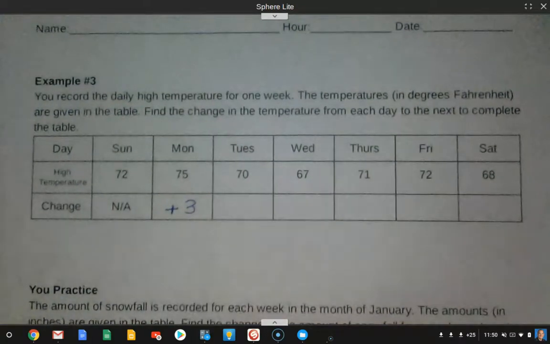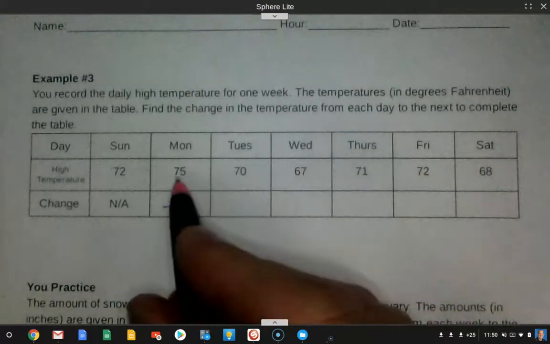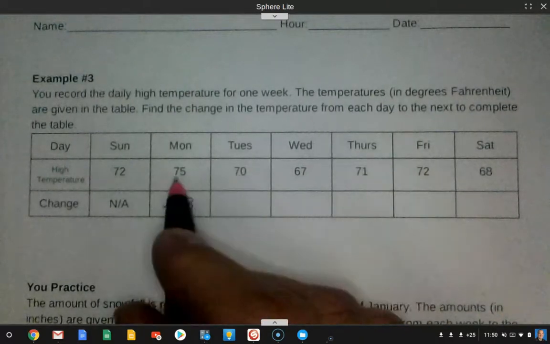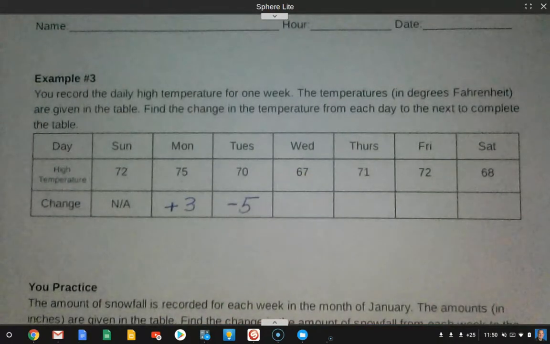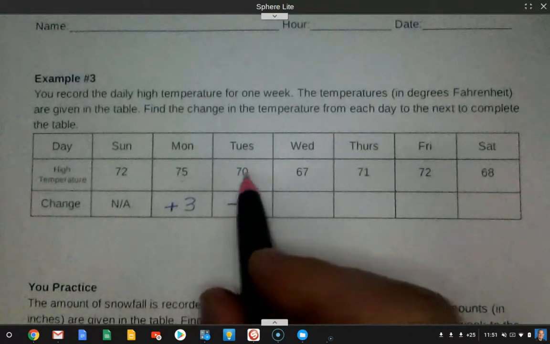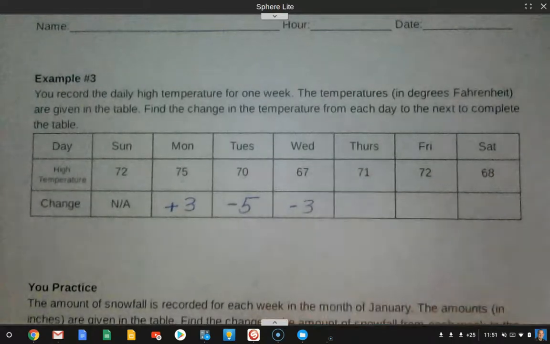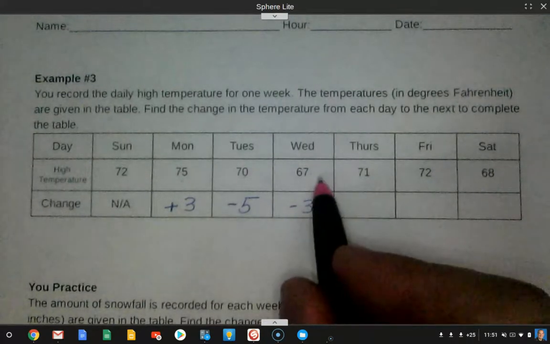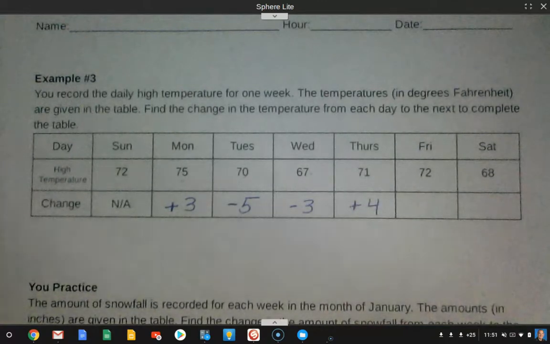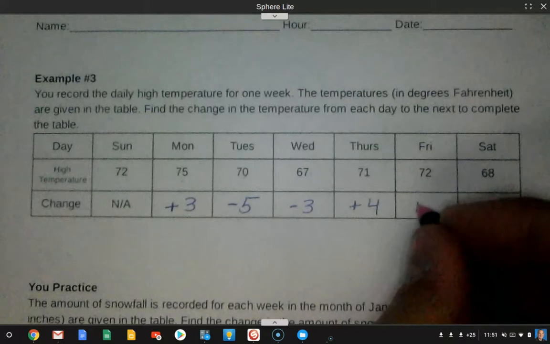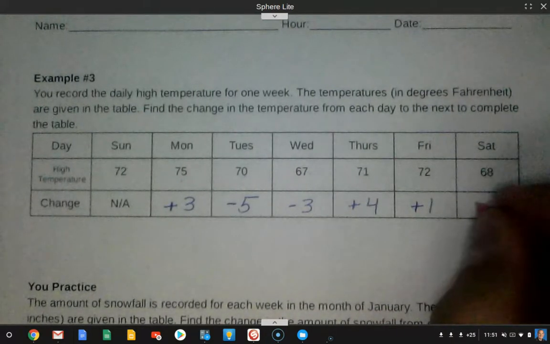Do I need the plus sign? No, but I decided to include it because I want to show that it's going up. In this case, I have 75 and 70. So 75 minus 70 is a difference of 5. So it's going down 5. From Tuesday to Wednesday, it's going 70 to 67. So it's going down 3. From 67 to 71, it's going up 4. From 71 to 72, it's going up 1. And from 72 to 68, it's going down 4.